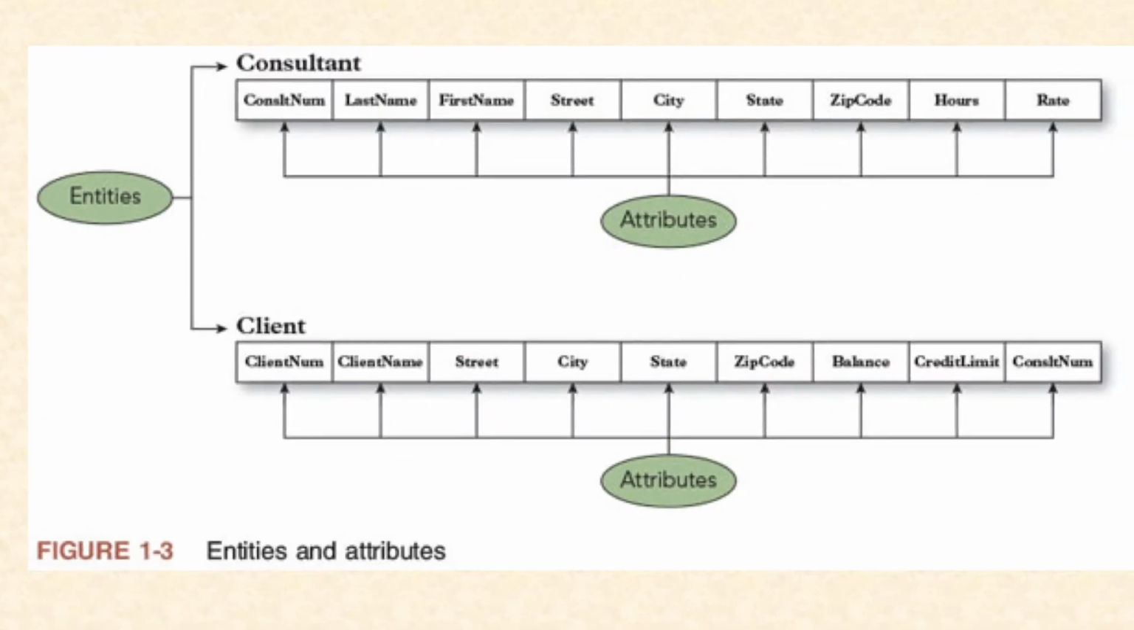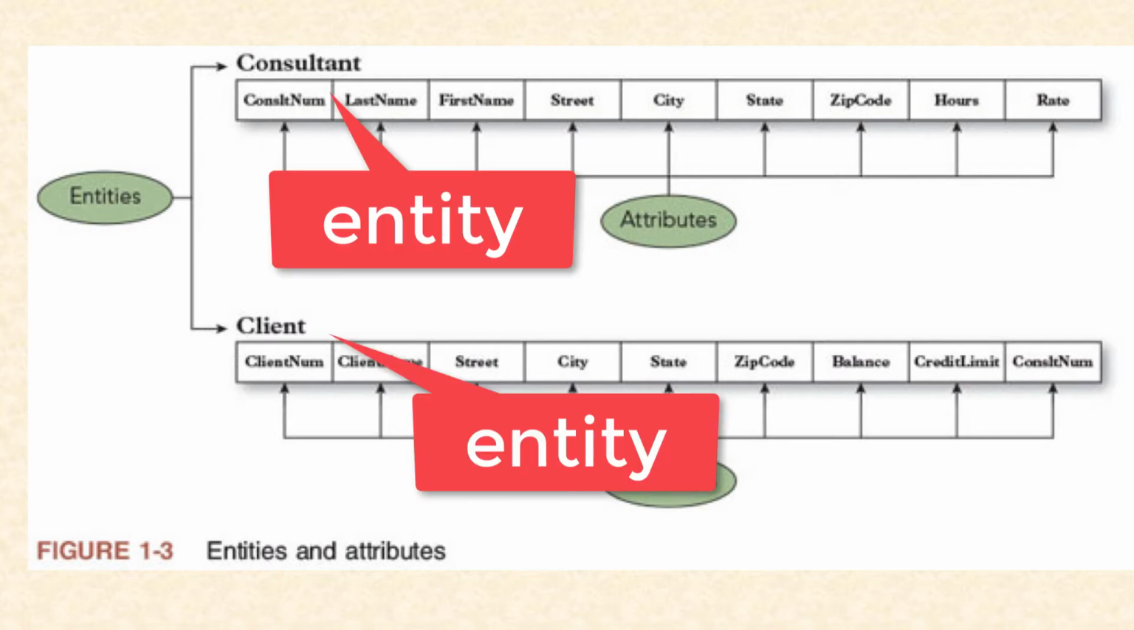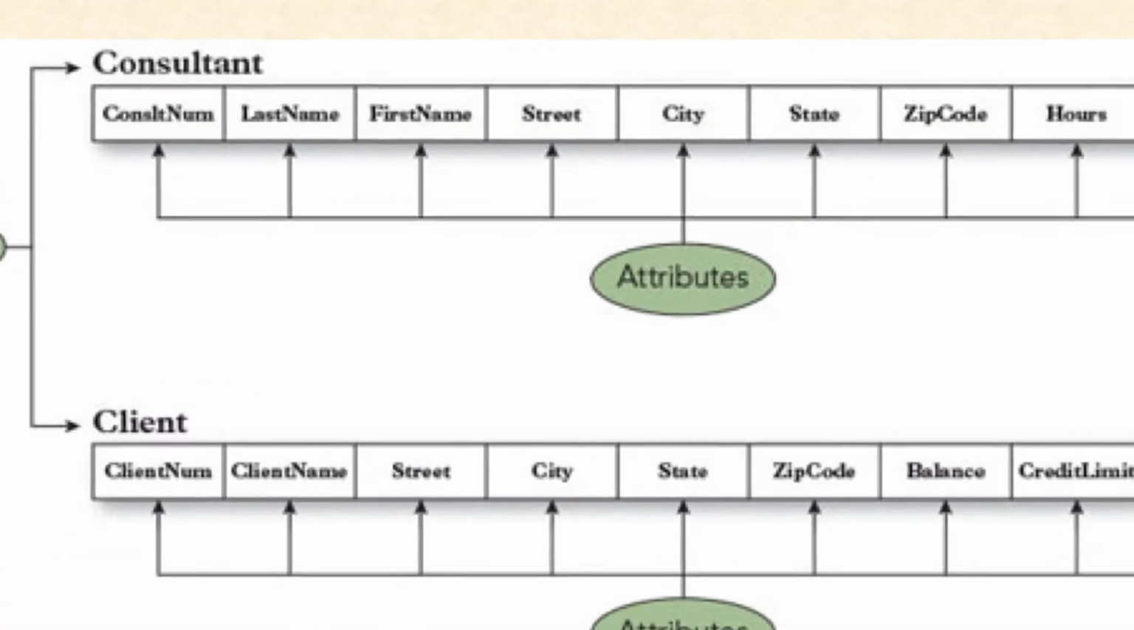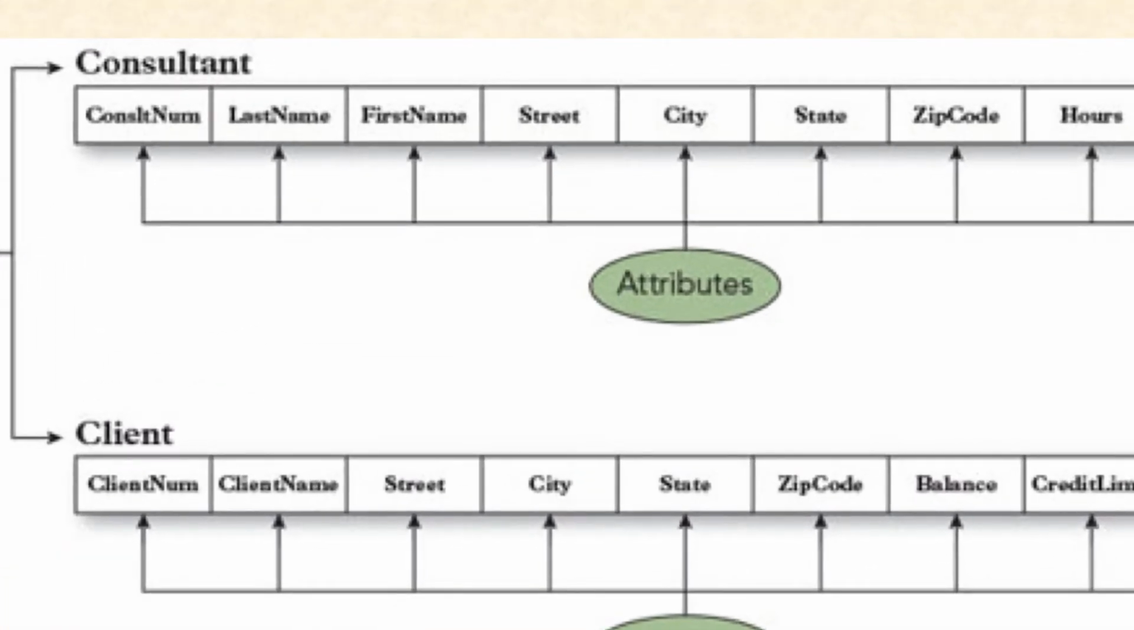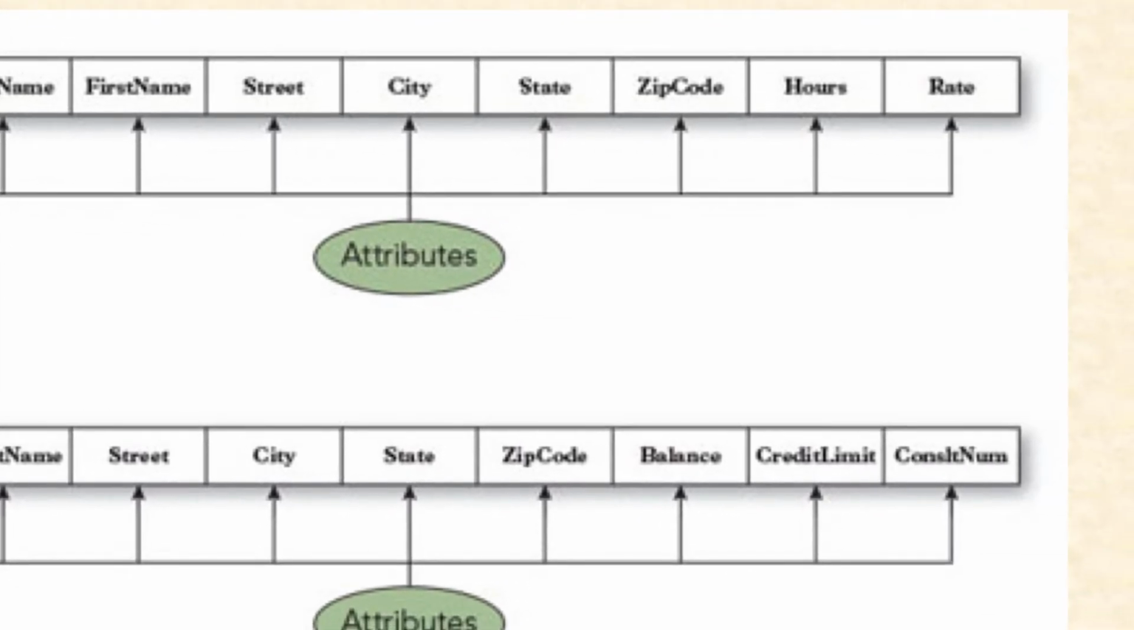This is a graphic that shows the BITS company, their consultant entity, and the client entity. And you can see they have different attributes. The consultants have a consultant number, last name, first name, street, all that kind of stuff. And same thing with the clients, but they have a client number and their information. But one thing that the clients have is they have a consultant number.